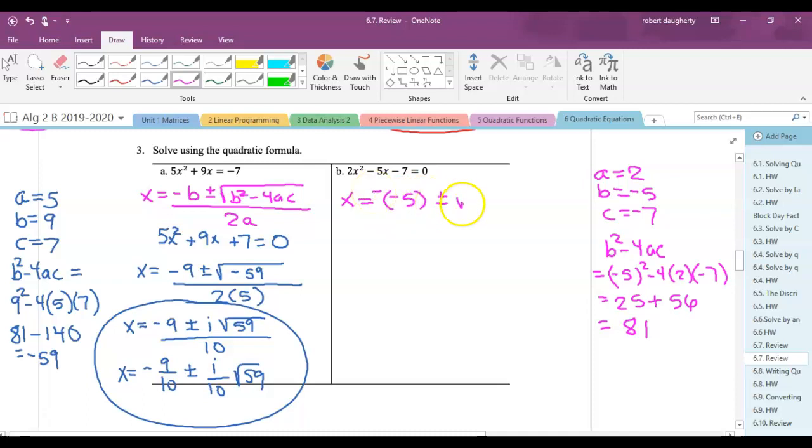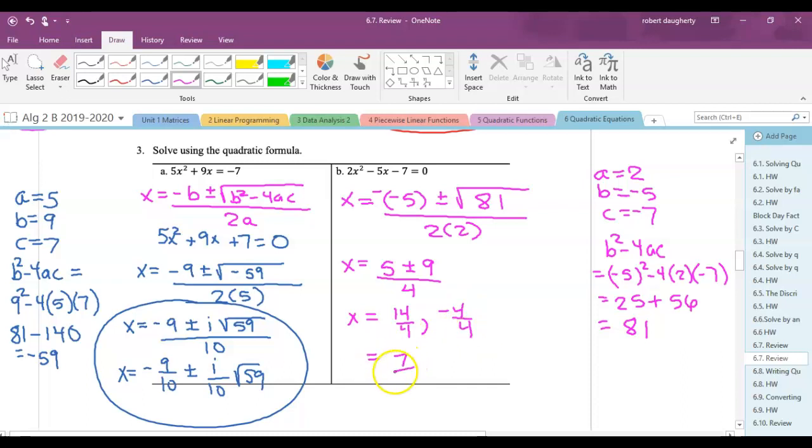Okay, so this tells me x equal negative b plus or minus the square root of b squared minus 4ac, all of that over 2a. And so this tells me x equal 5 plus or minus 9. All of that is over 4. So this one you can take all the way out. So what are my solutions going to be? It's going to be x equal, so 9 plus 5 is going to be 14 over 4, or negative 4 over 4. So this is going to be 7 halves or negative 1.